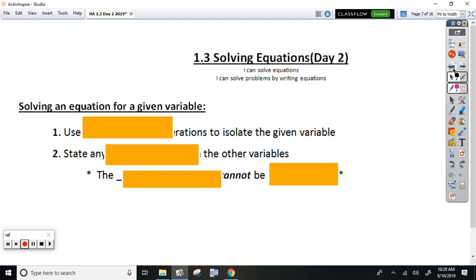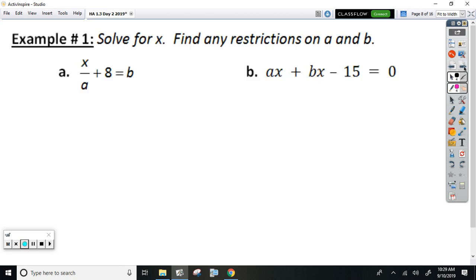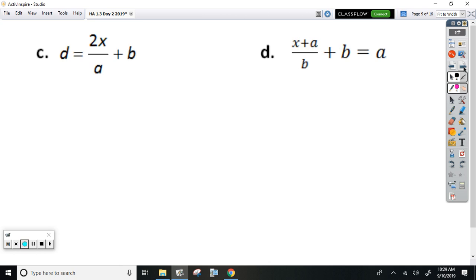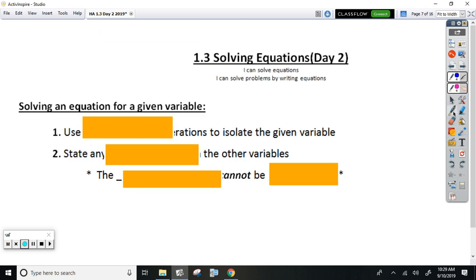The only difference in our directions today is that they say you have to state restrictions. Find any restrictions on A and B. That's going to be an additional piece today. So for example, does anyone remember what you would get if you take 5 divided by 0?